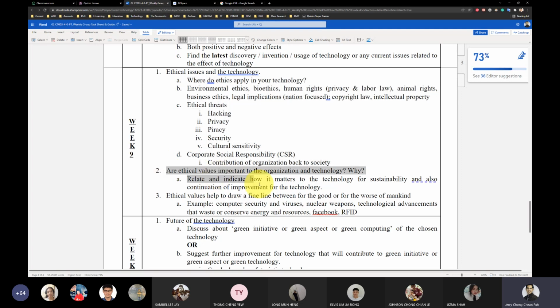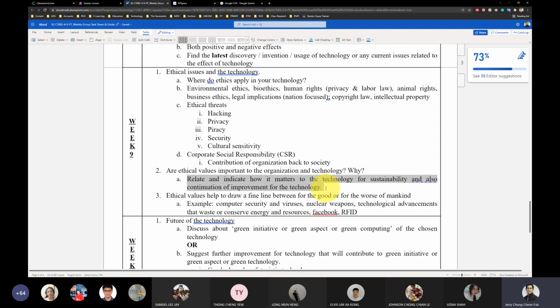Number 2 is a discussion overall. I want you to see whether after you do a research about all of the items in number 1, I want you to discuss about and analyze and provide your opinion on whether you see all these ethical aspects that you have researched about earlier. How important are they to the organization and the technology? How relevant are they? What if you say it is not really relevant, then talk about why. If it's very relevant, you need to speak about why as well. And one of the ways for you to do it is to relate and indicate how it matters to the technology for sustainability and also continuation of improvement.